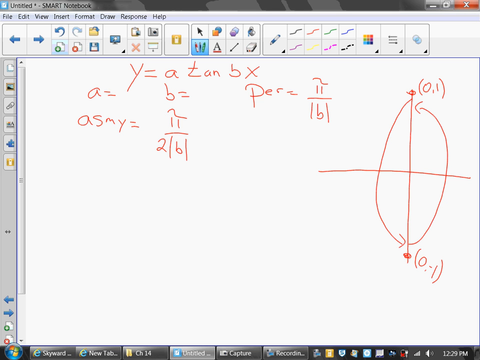Yeah. So let's look at an example of how this works out, and go from there. So let's say we have y equals 2 tangent of 4x. A real simple way to start.